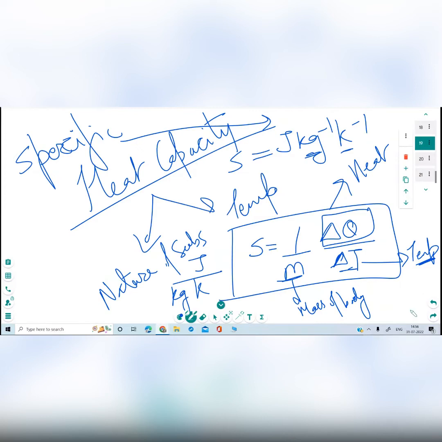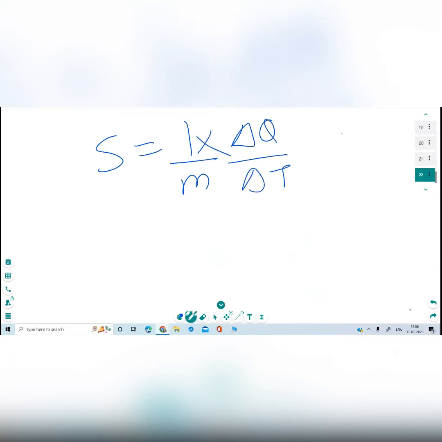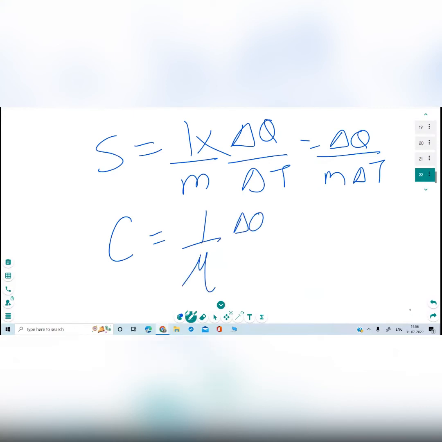I will tell it again. S is written like this: 1 by m del q by del t. So this will be multiplied. This will be del q over m del t. That's all. So they are multiplying. Same way for the molar specific heat, it will be 1 by mu, the rest all remains the same. So this will be del q over mu del t. This is just a multiplication.